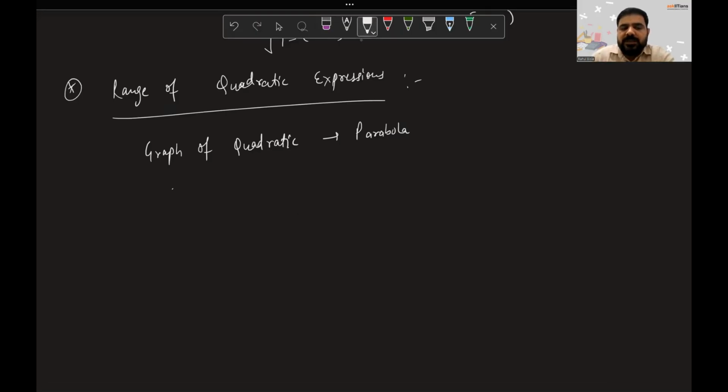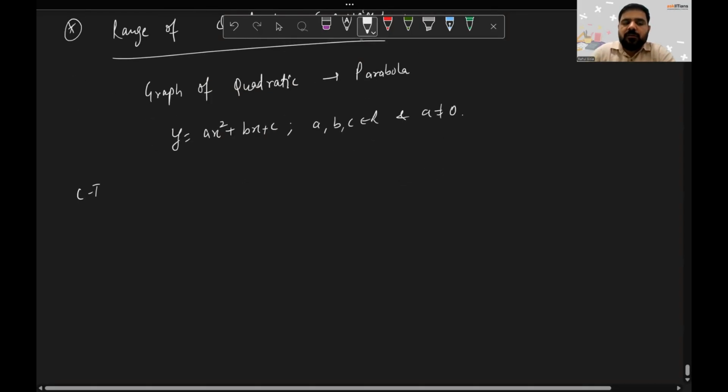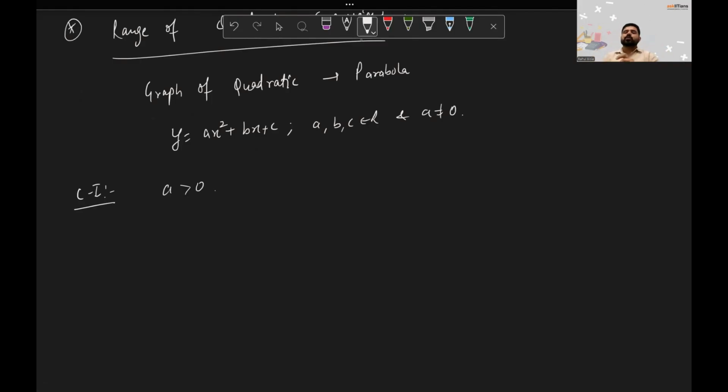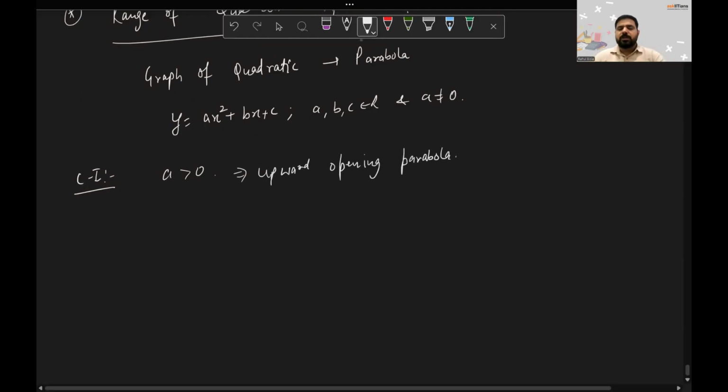A general quadratic expression looks like y equals ax square plus bx plus c, and we are taking a, b, c as real, and a is not equal to 0. The leading coefficient we are taking as non-zero. If it is not 0, then there will be two cases. First case, I'm taking a as positive. If a is positive, then the graph is going to be an upward opening parabola.